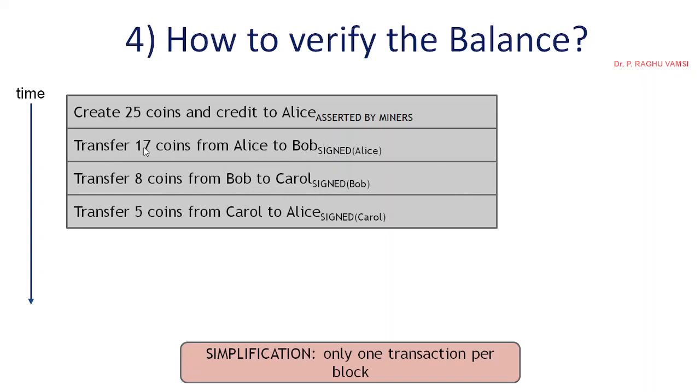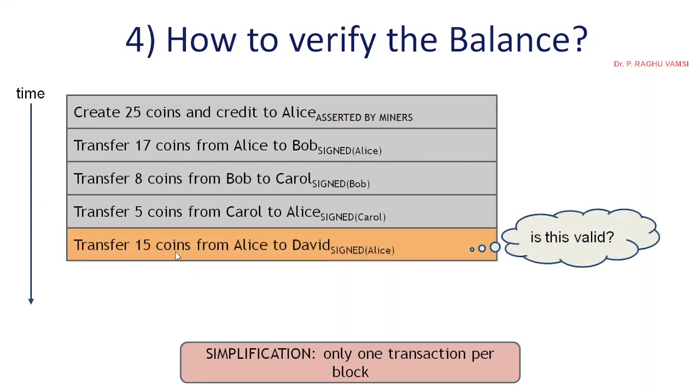Next is transfer 8 coins from Bob to Carol. Here Bob has received 17 coins from Alice, and from this 8 coins were sent to Carol. Then transfer 5 coins from Carol to Alice. Out of 17, 8 was deducted, so 17 minus 8 is 9, and from that 5 coins were sent to Alice. Now transfer 15 coins from Alice to David. Alice previously had 25 coins, from which 17 was deducted: 25 minus 17 is 7, plus 5, 12 coins only.